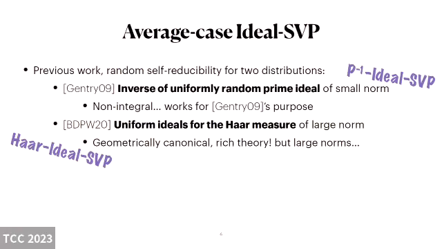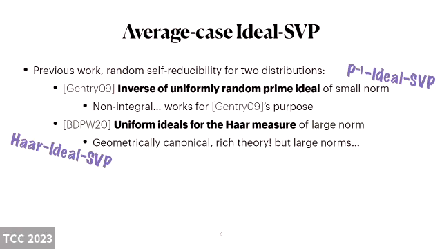And once you discretize, you run into some trouble because your discretization forces you to pick ideals that have a rather large norm. So this is very nice. It's geometrically canonical. You have a very rich mathematical theory around it that allows you to prove many things about this distribution. But now you have to deal with ideals of large norm, which is not exactly ideal. I'm not going to use that. I'm going to call this the first version P inverse ideal SVP, and the second version Haar ideal SVP.